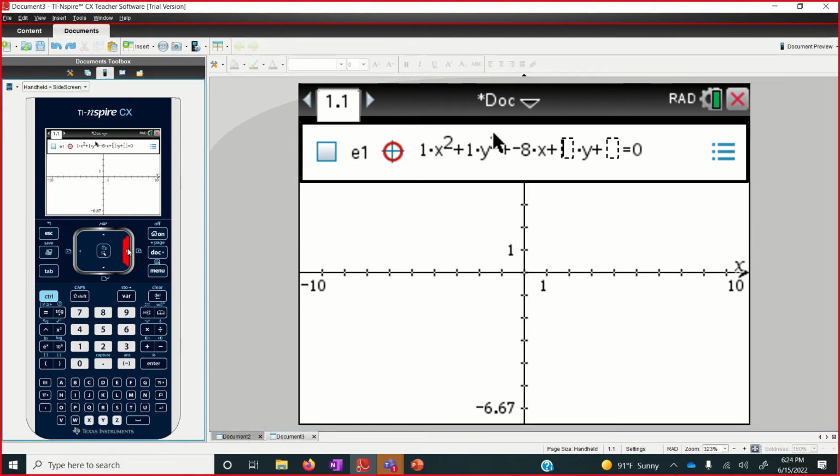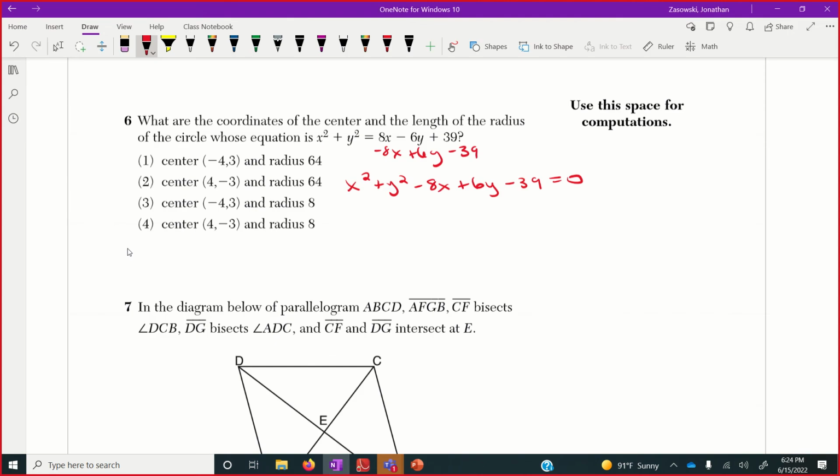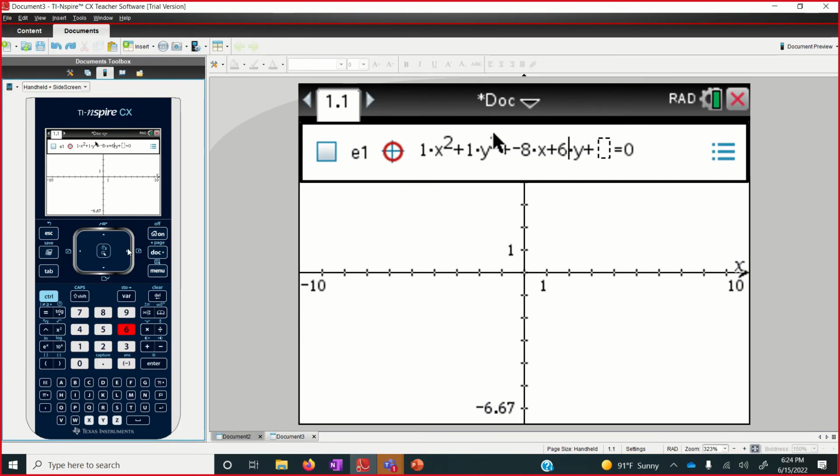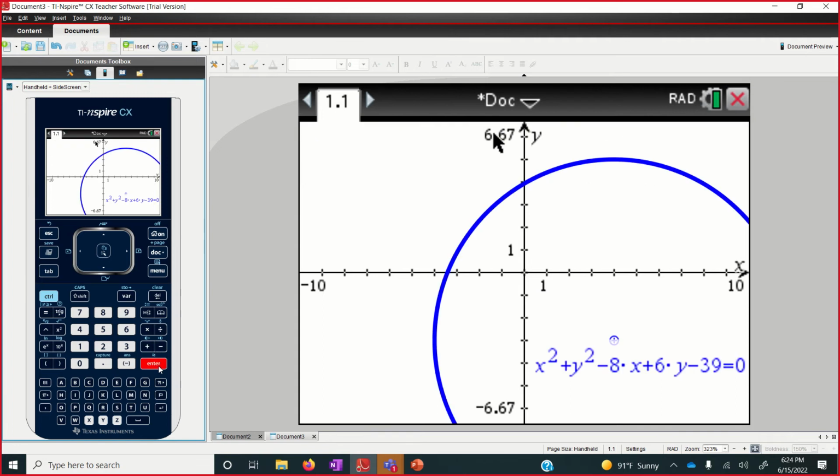Then we can arrow over to the next spot. It's 6y. Okay. And then the last one is negative 39. It's always a plus sign, so you just have to press the negative if you're really doing a minus there. And we'll hit enter, and it's going to graph the circle.